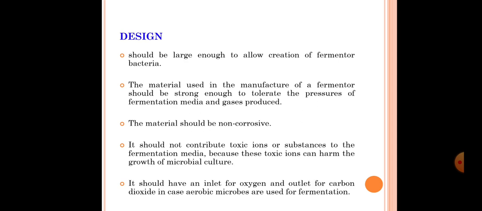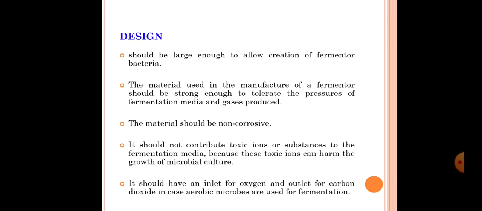Let us see the design of a fermenter. Fermenter should be relatively large enough to allow cultivation of fermenter bacteria. The materials used in the manufacture of a fermenter should be strong enough to tolerate the pressures of fermentation media and gases produced. The material used for designing the fermenter should be non-corrosive. It should not contribute any toxic ions or substances to the fermentation media because these toxic ions can harm the growth of the microbial culture.